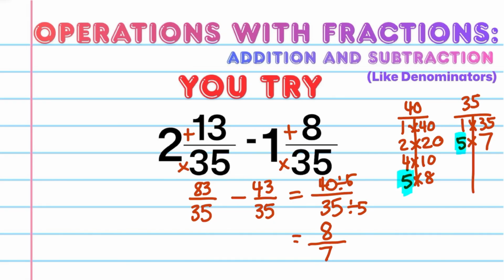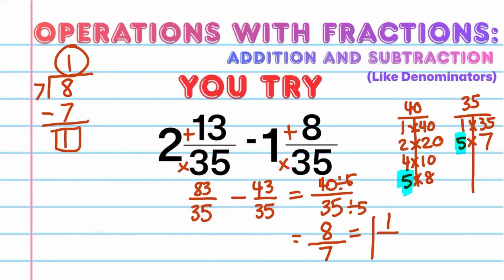Now we can't leave our answer 8 over 7 because that is an improper fraction. So we have to simplify our fraction a little bit more. We have to do one extra step to change our fraction back to a mixed number. So I'm going to come over to the side and divide 7 into 8. Well, 7 goes into 8 one time. 7 times 1 is 7, and I subtract, and I have a remainder of 1, which means my numerator is 1 over the denominator, which is 7. So my answer is 1 and 1/7.